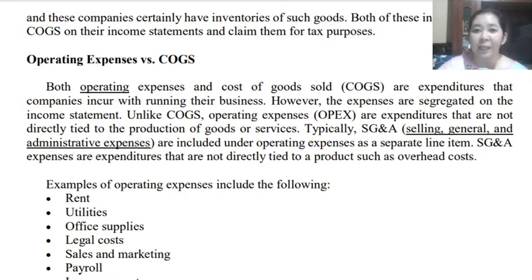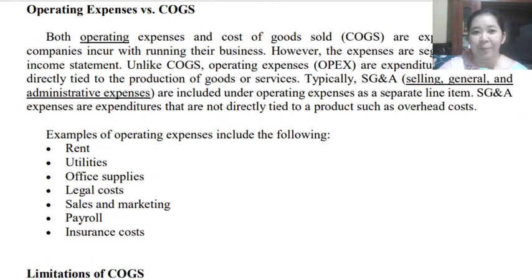Basically, your operating expenses include selling, general, and administrative expenses. These are the costs which would be included in our operating expenses, and they have their separate line item in our income statement. They are expenditures that are not directly tied to the product or to our factory overhead. So we have here an example of operating expenses.